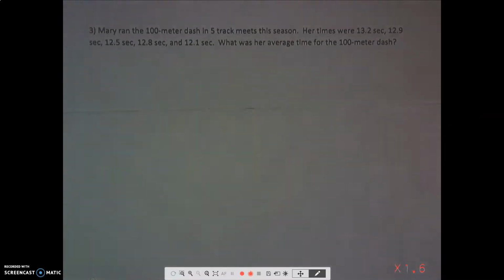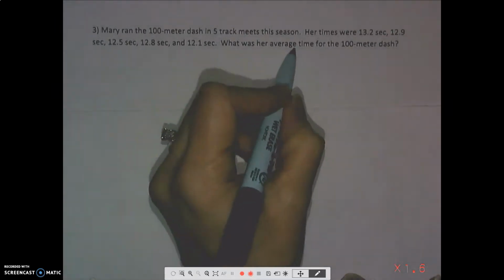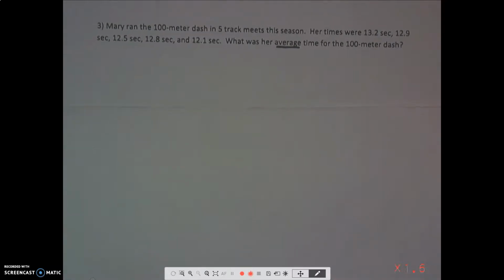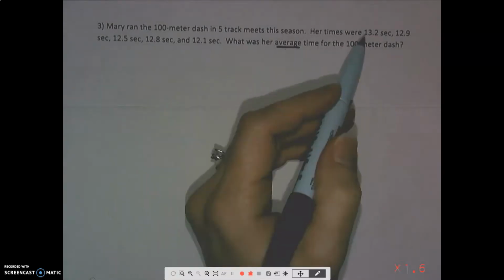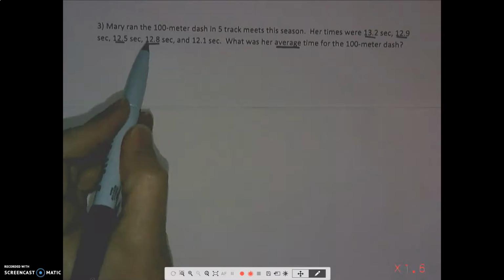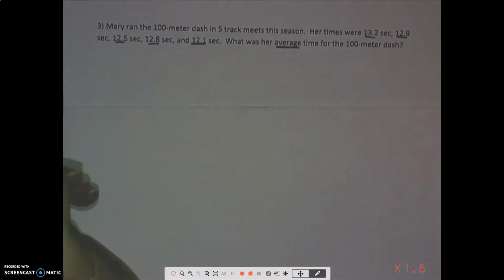All right, so we have Mary, and Mary ran the 100-meter dash in 5 track meets this season. Her times were listed there, okay, and she is trying to figure out what her average time is for the 100-meter dash. So again, we're finding average. You're going to have to make sure that you're paying attention to what vocabulary piece you're actually supposed to be doing here. So average means that we're going to take those 5 numbers, so 13.2, 12.9, 12.5, 12.8, 12.1. We're going to add all of those together.